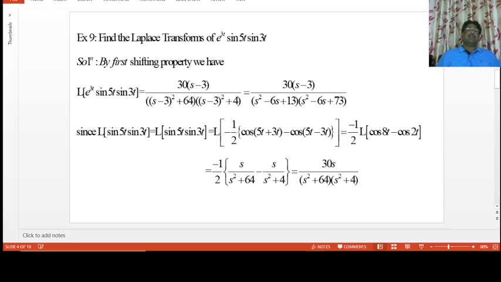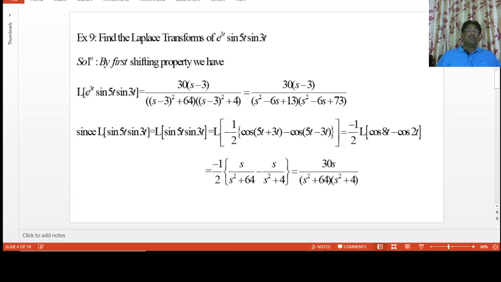One more example. Find the Laplace transform of e raised to 3t sin 5t into sin 3t. No doubt, a multiplication of an exponential term e to the power 3t is there here. We can make use of the first shifting property here. That's why here we have L of e raised to 3t sin 5t sin 3t.